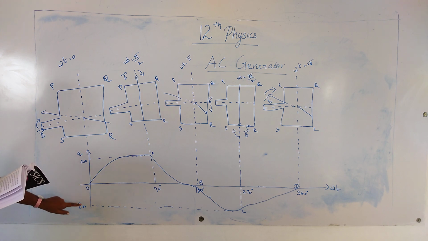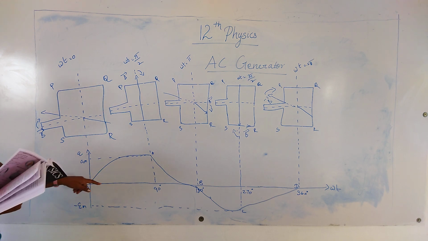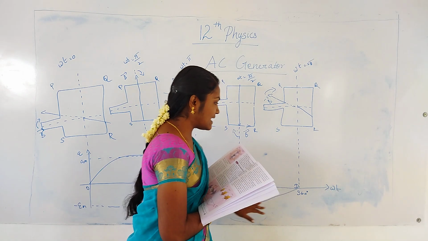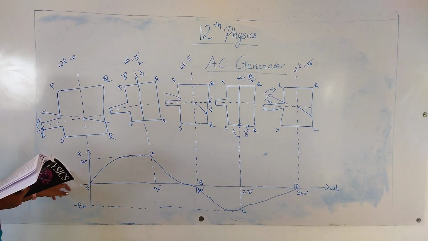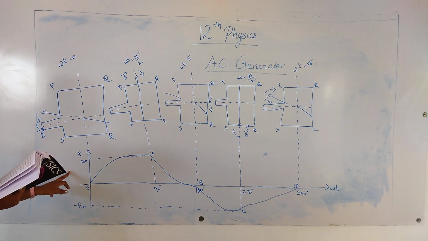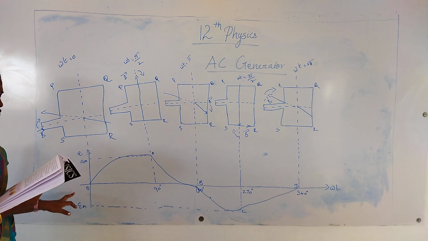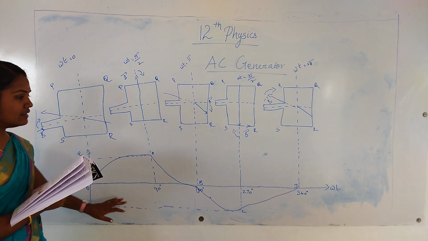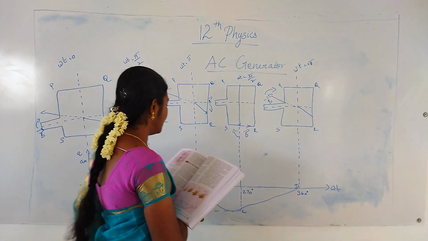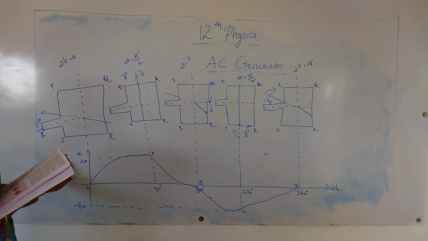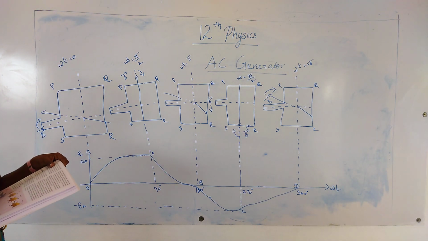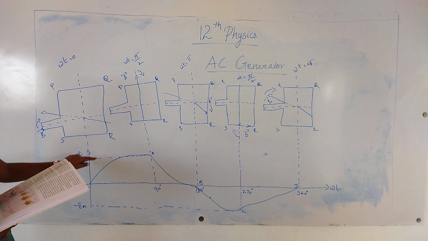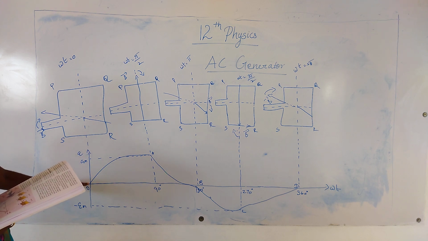Here the graph is taken with omega t as the x-axis and the induced EMF as the y-axis. That is the graph drawn between the induced EMF and the time angle. When the field magnet is in the starting position, it will be at the origin, that is 0.